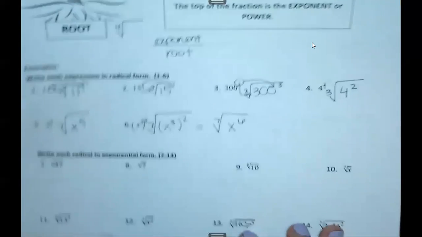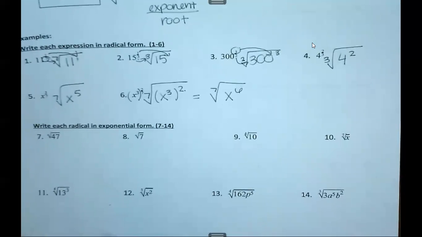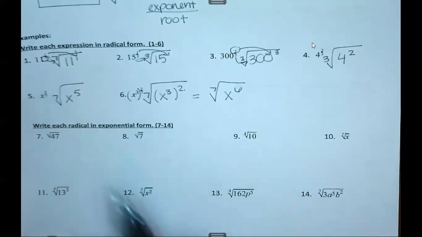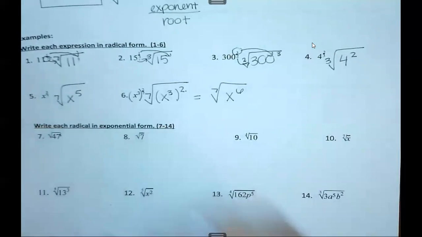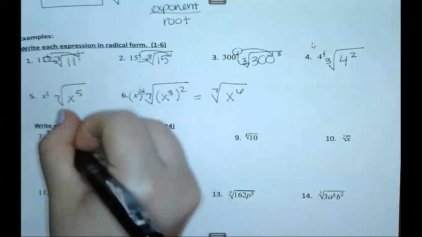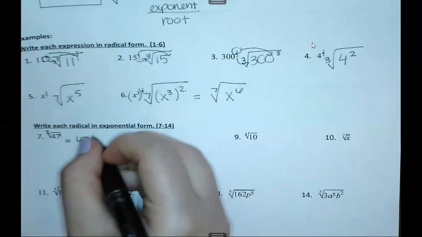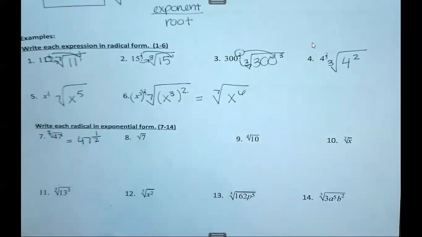All right. In the next section, we're going to go the other direction. So here, they are all written with radicals or roots, and we want to change them into fraction form like the section above was written. So remember, if there's no exponent written, it's understood to be 1. And if there is no root written, it's understood to be 2. So I could rewrite this as 47, and remember, I always put the exponent on top and the root on the bottom. So I have 47 to the 1/2.